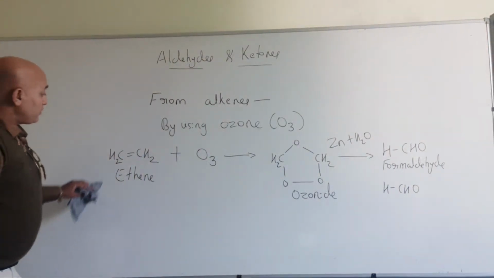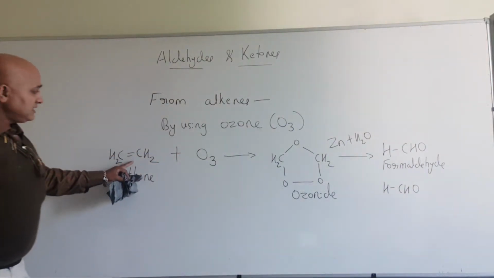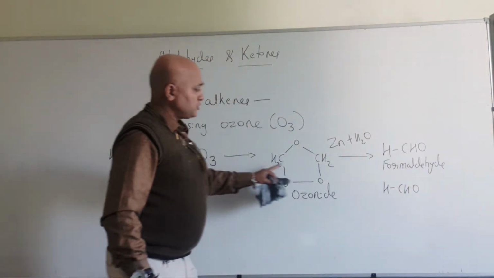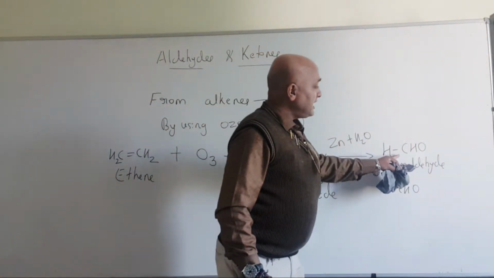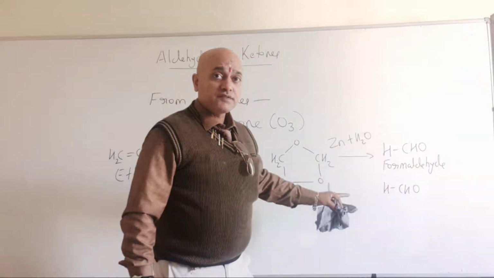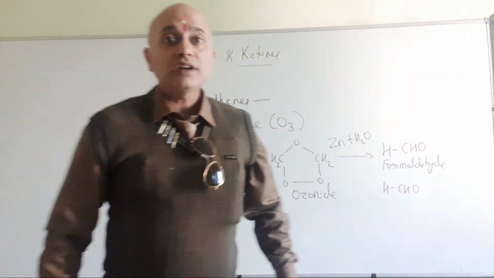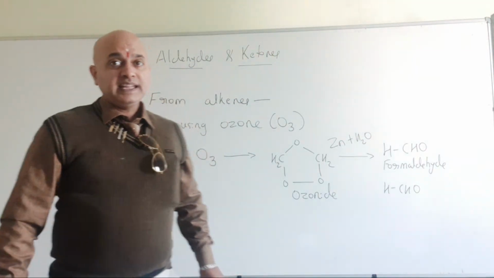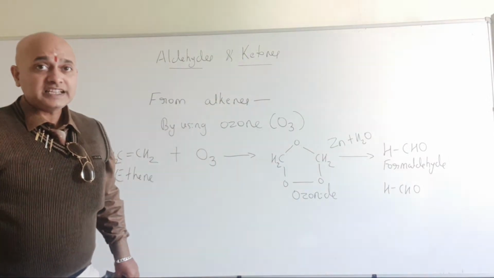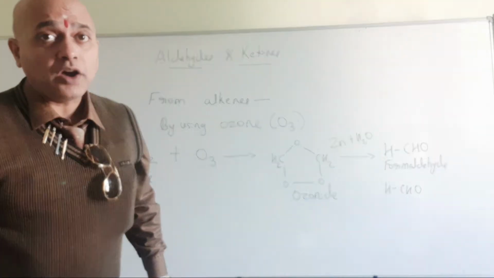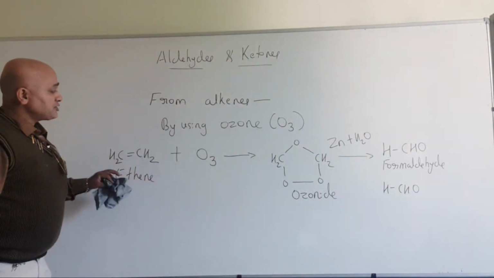Have all of you understood this? Ethene in the presence of ozone forms an intermediate called ozonide, which later hydrolyzes in the presence of zinc. It gives rise to two molecules of formaldehyde. Side products in organic chemistry we are not considering. Okay, so next one.